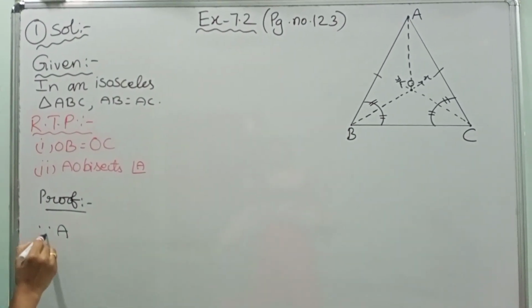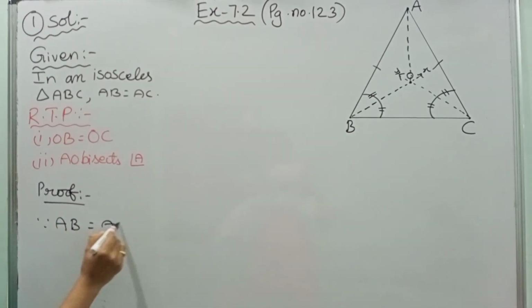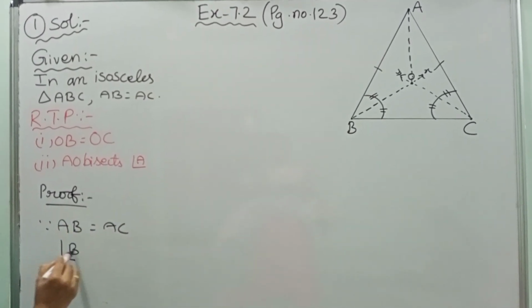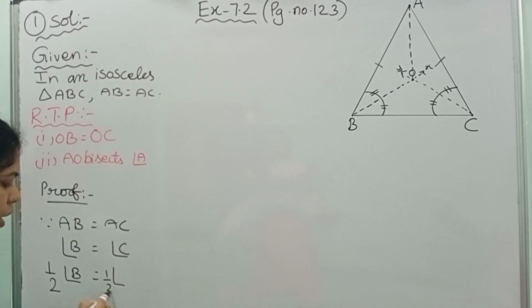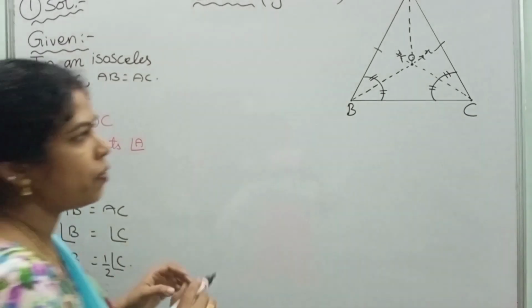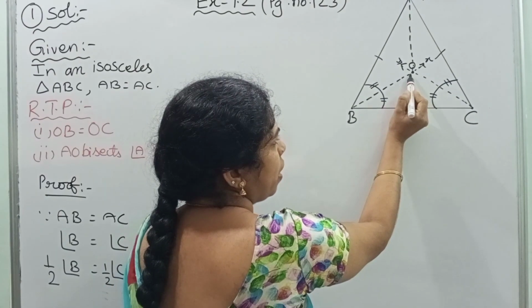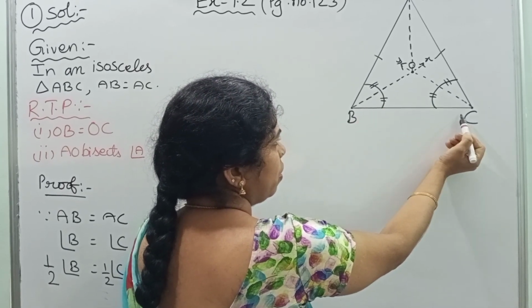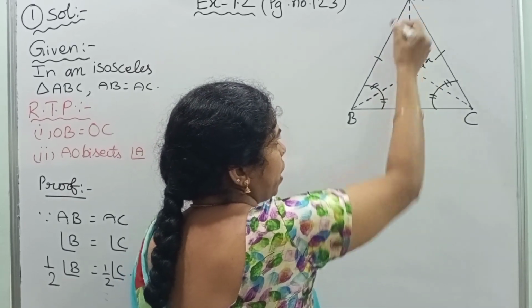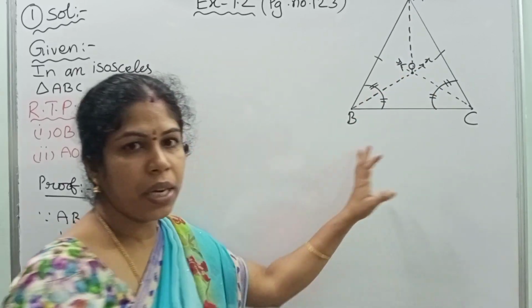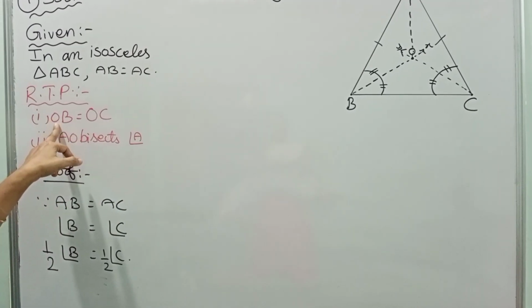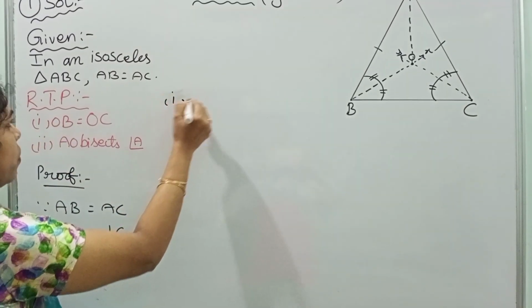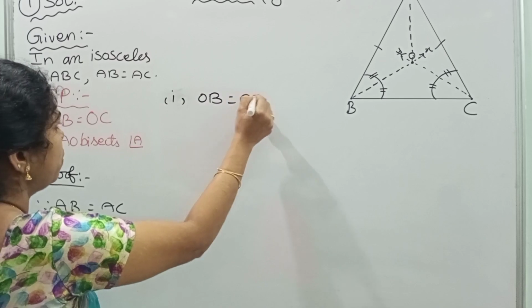So since AB is equal to AC, angle B is equal to angle C, and also half of angle B is equal to half of angle C. This half of angle C we can take as angle OBC or angle ABO, as per the requirement. So the next point they asked us to prove is OB is equal to OC.